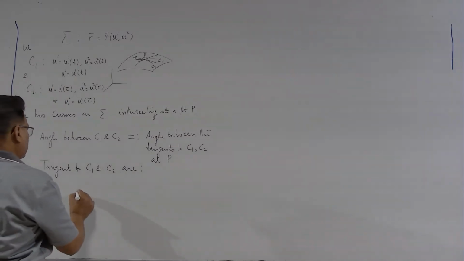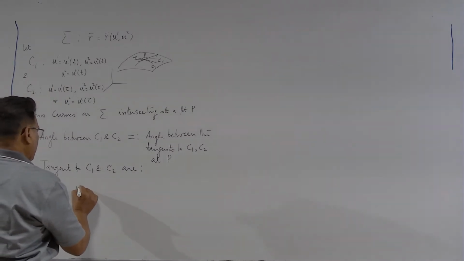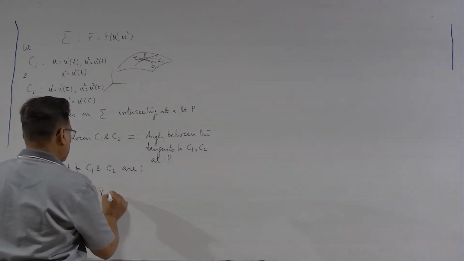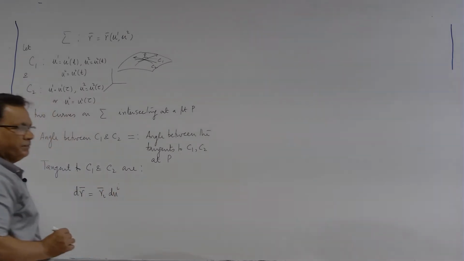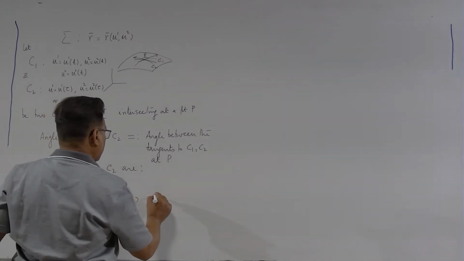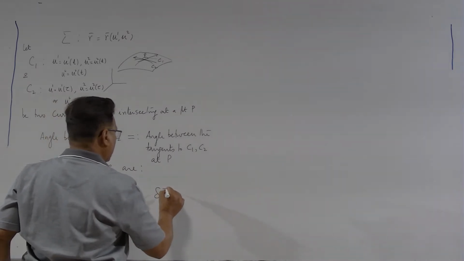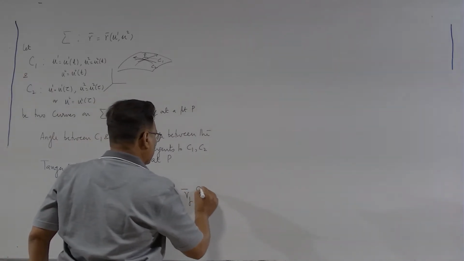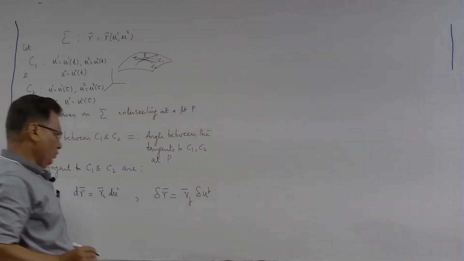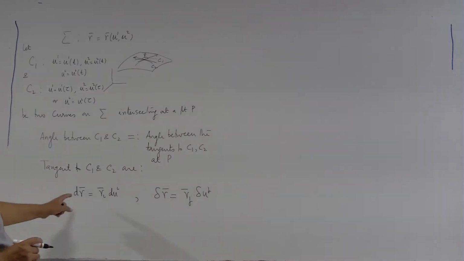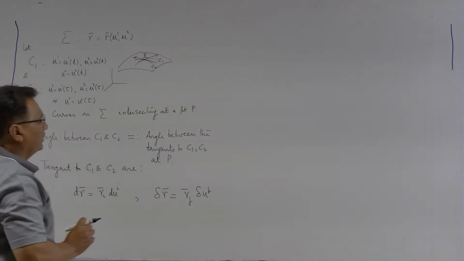The tangent to C1 I will call dr. So this is r_i into du^i. And the tangent to C2 I will denote by the symbol delta r. This is equal to r_j delta u^j, where delta is the differential operator along C2, d is the differential operator on C1. So these are the tangents on C1 and C2.